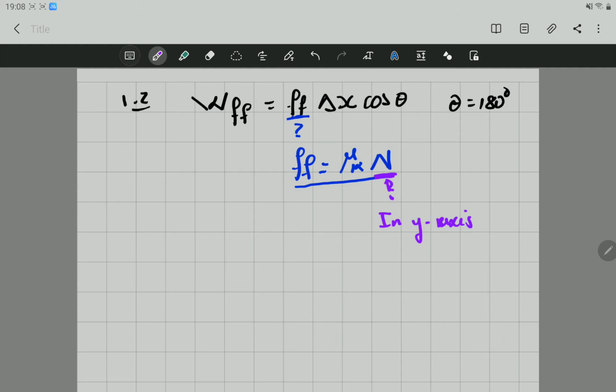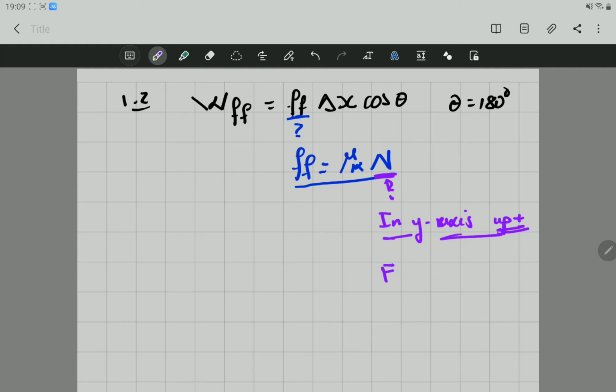Why? Because we are going to work in the y-axis, because the normal force is in the y-axis. And because these are forces, which are vector quantities, I'm going to write upward positive. The upward direction is going to be the positive one. So we're going to apply Newton's first law.